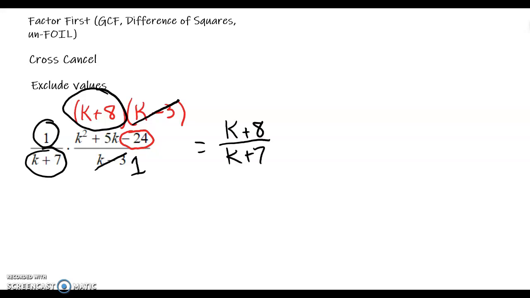We will accept all values of k except for k cannot be negative 7, because that would make the denominator 0.